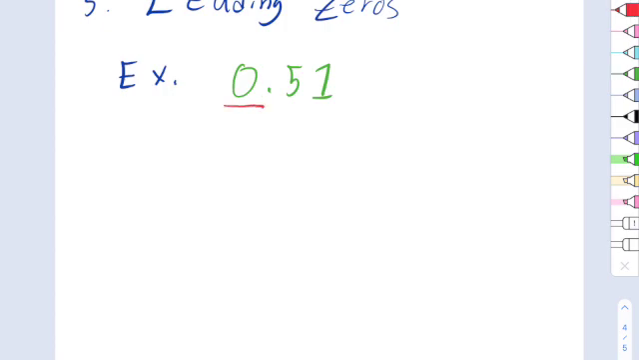Therefore, when you have a decimal that starts with 0, we will not count that 0 as part of the significant digits. So 0.51 would only have 2 significant figures in total.